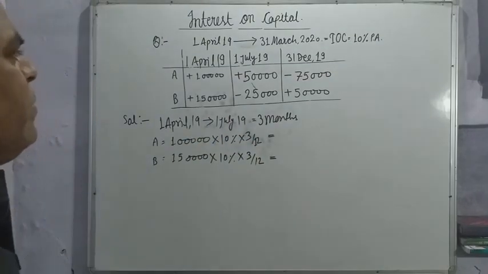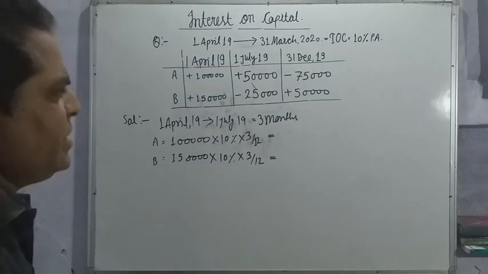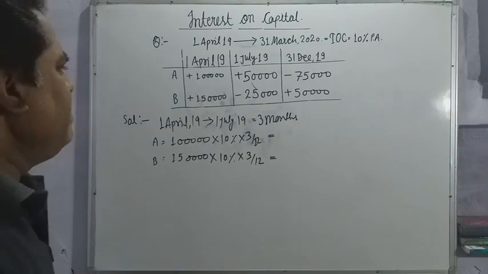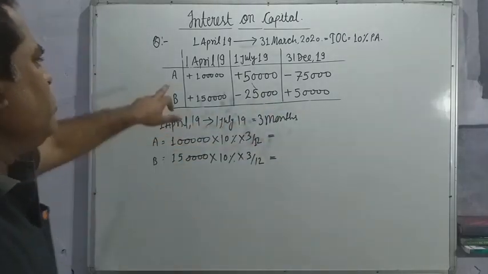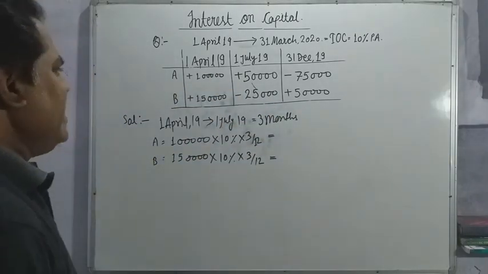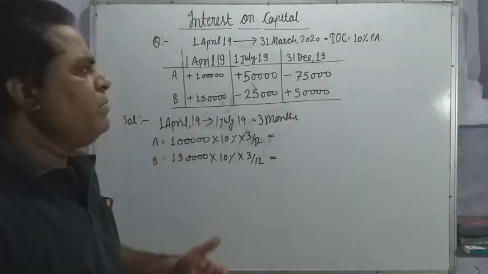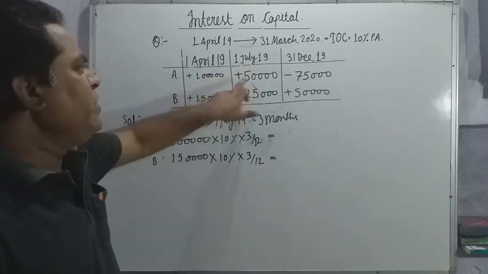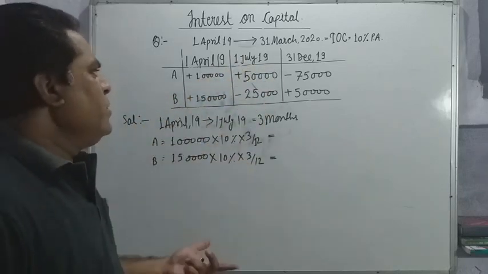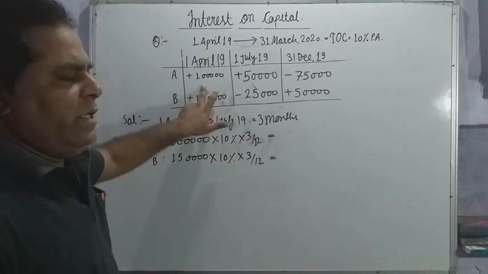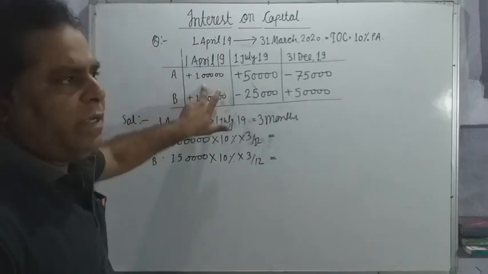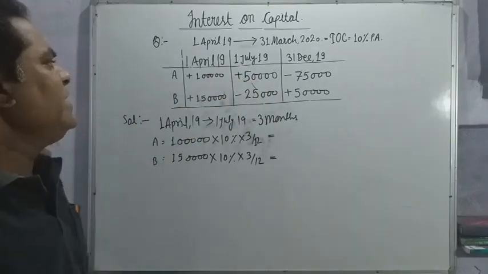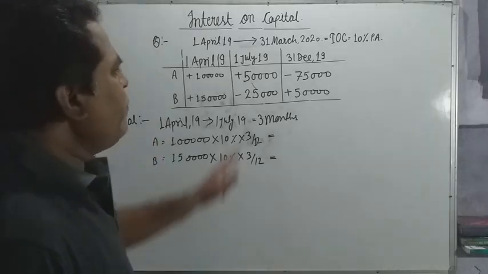After that, from 1st July they are making changes in their capital. A is contributing 50,000 and B is withdrawing rupees 25,000. Because of A's contribution, now A's capital is 1,50,000. How? A started the business with 1 lakh, and on 1st July A contributed 50,000 more. So now A's capital is 1,50,000 from 1st July.